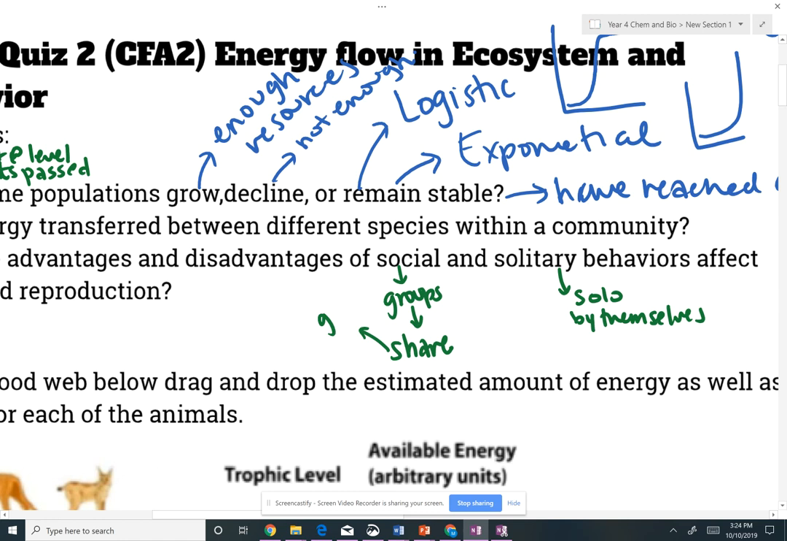The good things that you share are like food and water. If somebody finds food, you can also eat that as well. But the thing that comes with sharing is that you also share the not so good things. In a social situation, you share diseases easily, because diseases get passed from animal to animal. That's not a good thing to share.